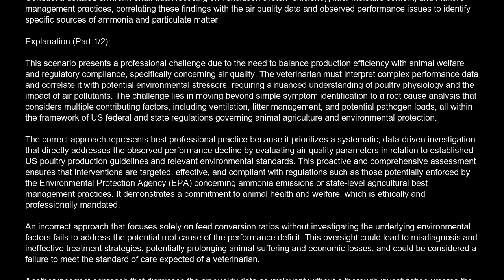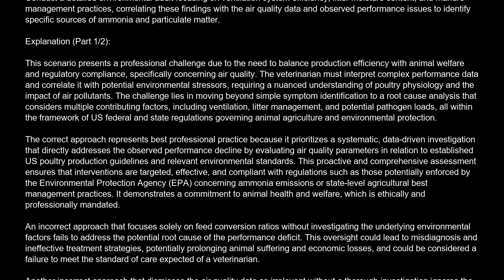This proactive and comprehensive assessment ensures that interventions are targeted, effective, and compliant with regulations such as those potentially enforced by the Environmental Protection Agency, EPA, concerning ammonia emissions or state-level agricultural best management practices. It demonstrates a commitment to animal health and welfare, which is ethically and professionally mandated.